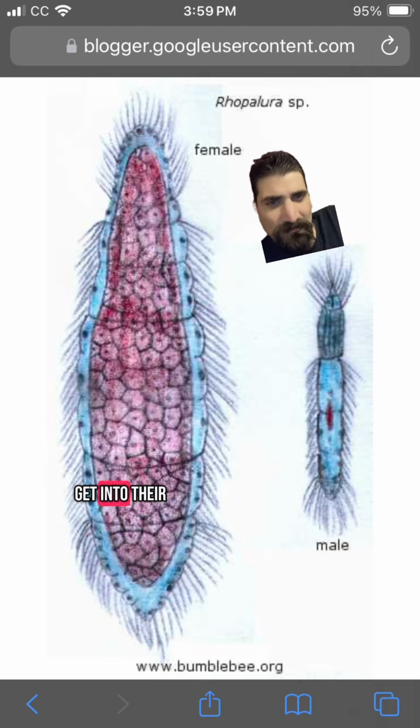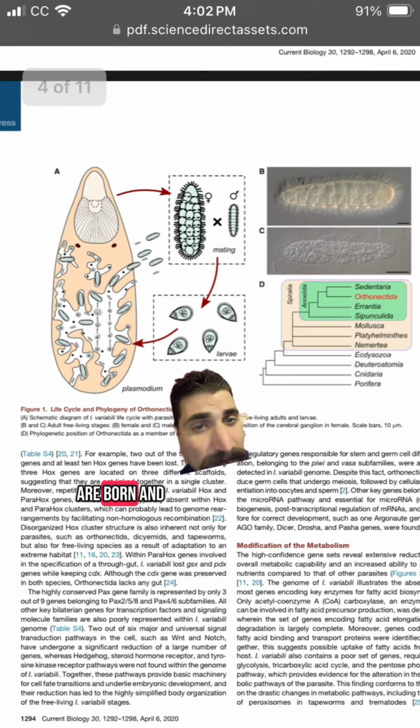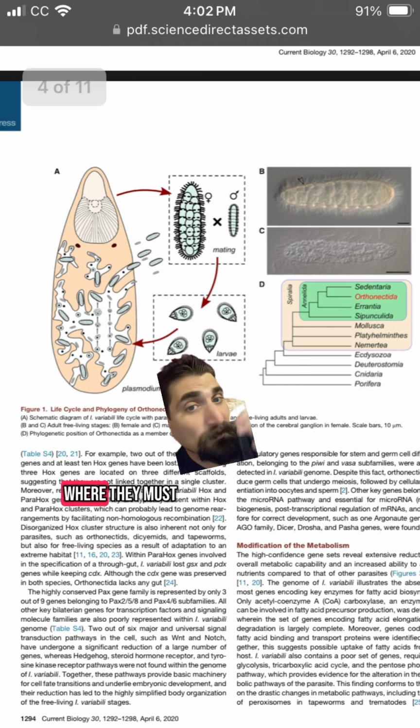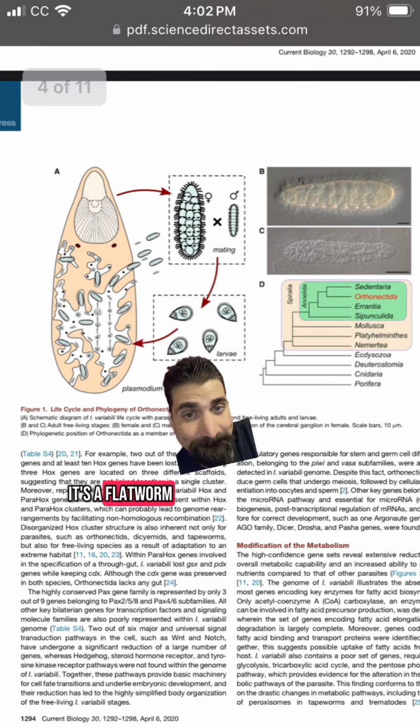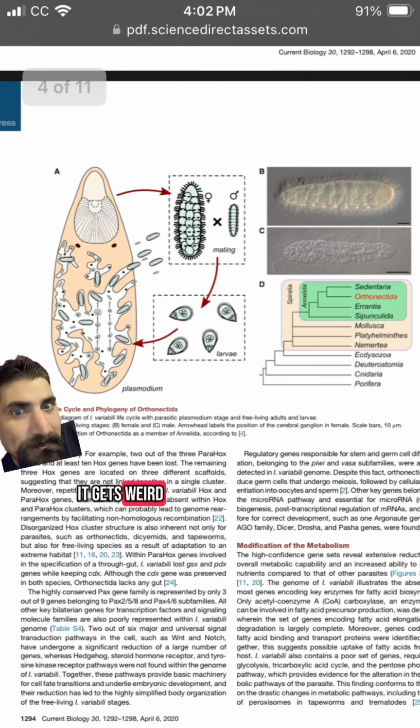Now, before I get into their life cycle, I want you to remember that these are animals. These are animals doing this. First, the larvae are born and are pelagic within the water column where they must find their host. In this case, in this diagram, it's a flatworm. Now here's where it gets weird.